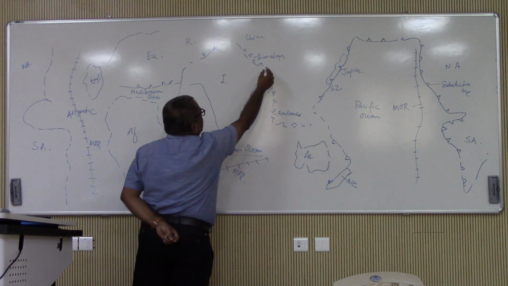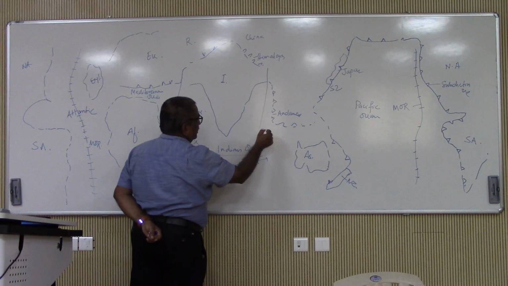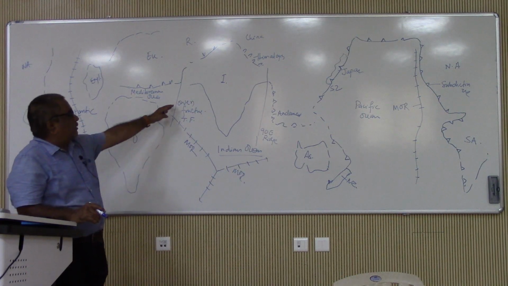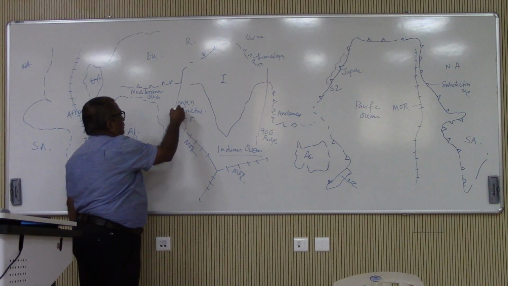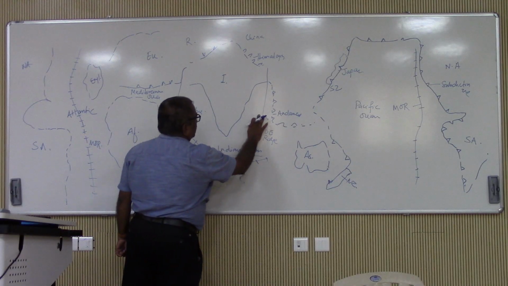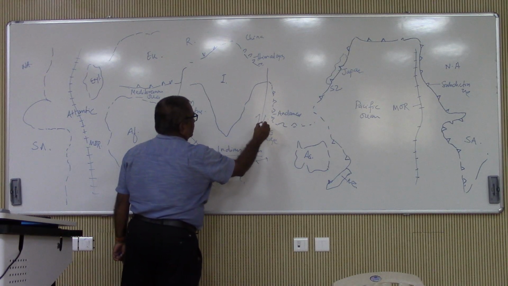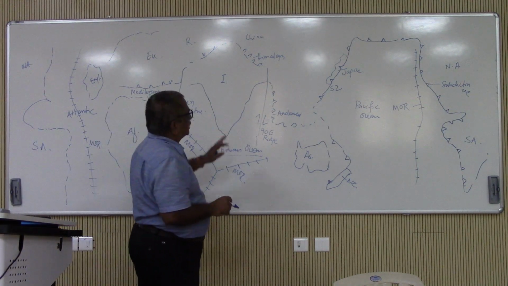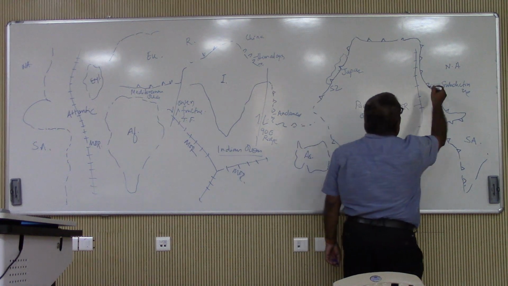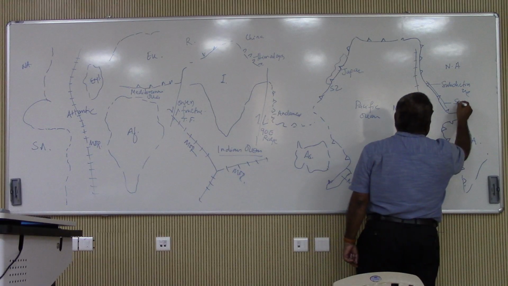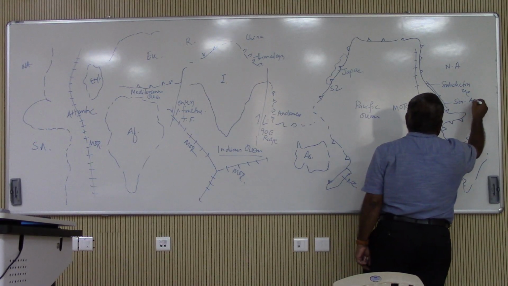This side you have the 90 East ridge. This was also a transform fault once upon a time, but now it is dead. But these are active. Owen fracture is active. This was also active one day. Now it is dead. So these two transform faults are very prominent. One more transform fault you can say here, that is your San Andreas transform fault.